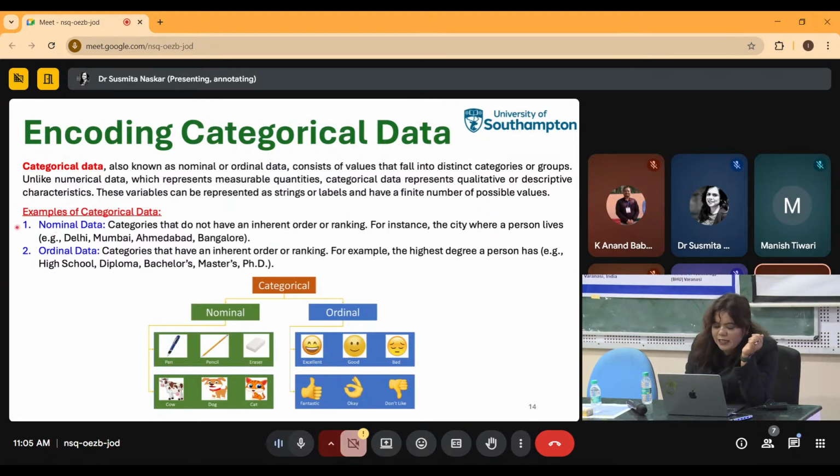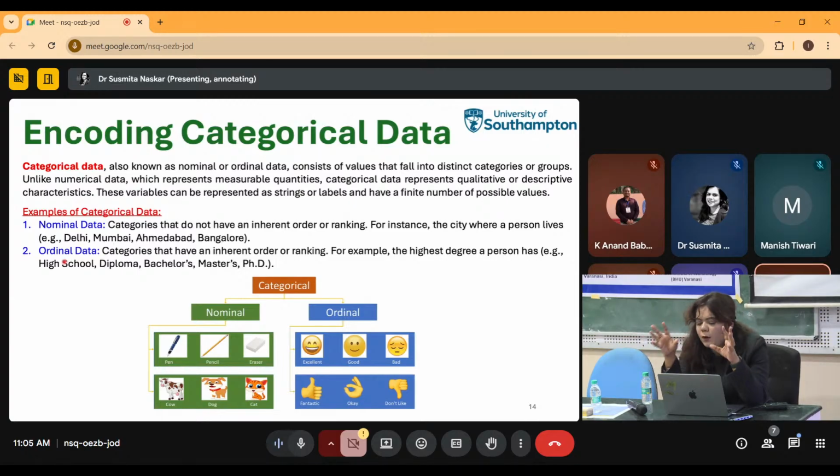So what exactly is ordinal data? Ordinal data has a meaningful order. For example, education level: high school, then diploma, then bachelor's, master's, PhD. Or a rating like bad, good, best, excellent. So ordinal data will always have a meaningful order, okay? Whereas nominal data does not have any kind of natural order.